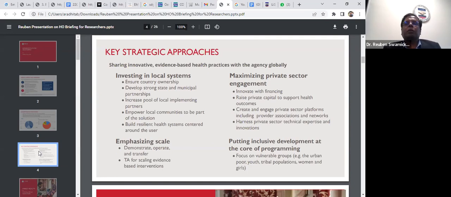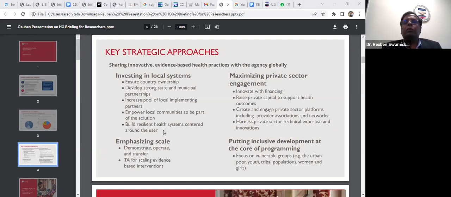Maximizing private sector has always been something that we're looking at. It's always a challenge to try and engage at both ends, both public and private. But I'll talk about it a little later in terms of how exactly we can engage with the private sector and what it is we can do. So what you see as the bullets there, it's about innovative financing, raising private capital to support health outcomes, and then create and engage private sector platforms. And we've built a few platforms so far that enables small amounts of money from multiple people to create maximum benefit for the problem that's trying to be solved.